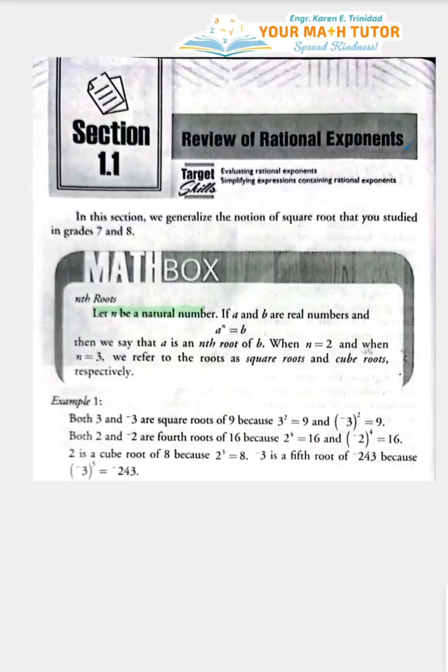Rational exponents, nth roots. So let n be a natural number. If a and b are real numbers and a to the n is equal to b, then we say that a is an nth root of b.